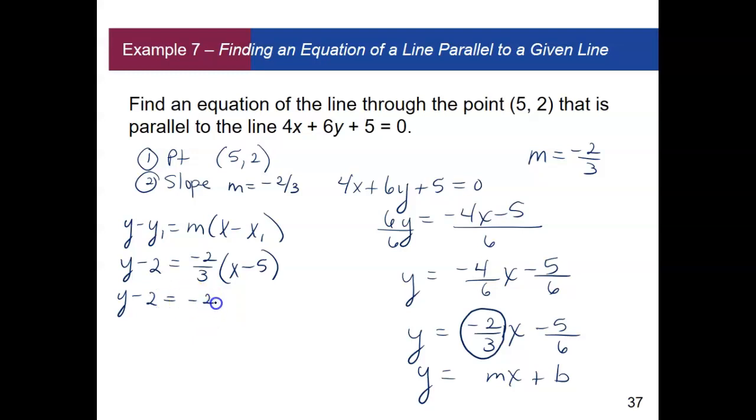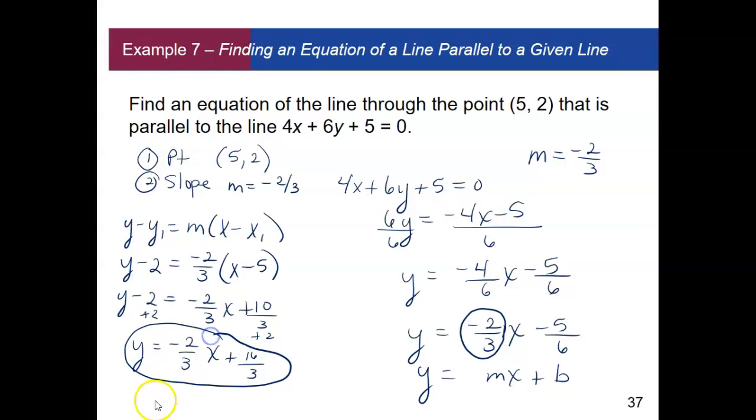We're going to distribute. And then we're going to move our 2 over. And again, don't hesitate to go ahead and use your calculator to do this. So 10/3 plus the 2 that we're moving over is going to be 16/3. So that's going to be our equation of the line that is parallel to the line they gave us, but that passes through the point 5, 2.